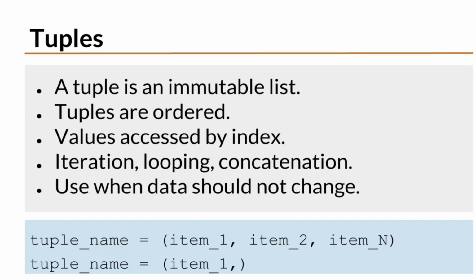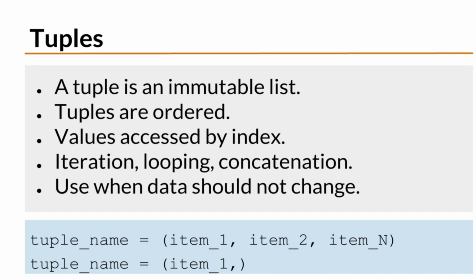A tuple is an immutable list, meaning once it's defined, it cannot be changed. With normal lists, you can add, remove, and change the values in the list, but with tuples, you can't. Tuples, like lists, are ordered, and the values in the tuple can be accessed by index. You can perform many of the same operations on a tuple that you can on a list.